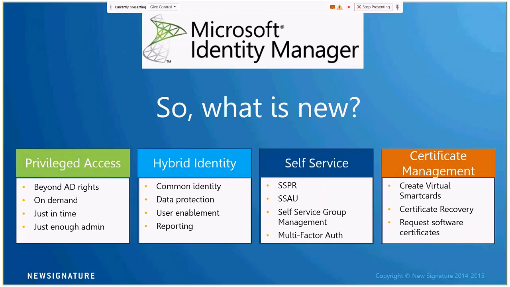We have new capabilities around privileged access management. There have been some enhancements to hybrid identity capabilities, specifically around reporting. With the self-service capabilities, there is now also an account unlock feature that has been added, along with multi-factor authentication capabilities for self-service password requests. And finally, there have been some enhancements to the certificate management component of the identity management platform. These have been completely revamped for ease of use as well as functionality.